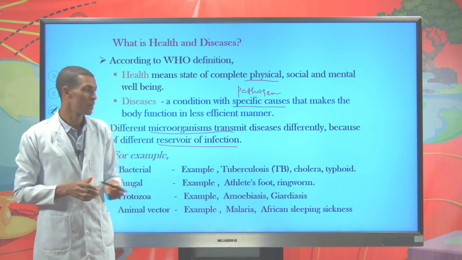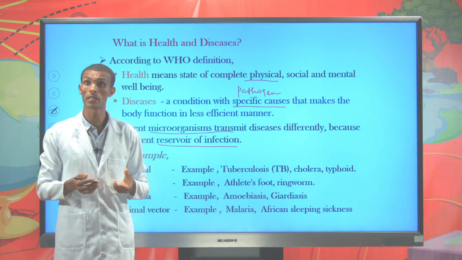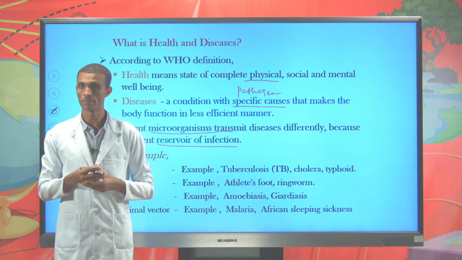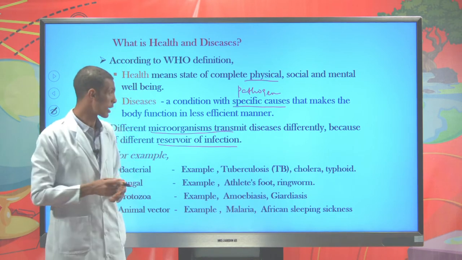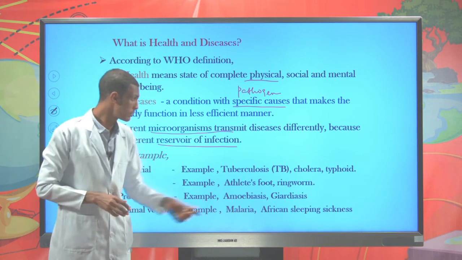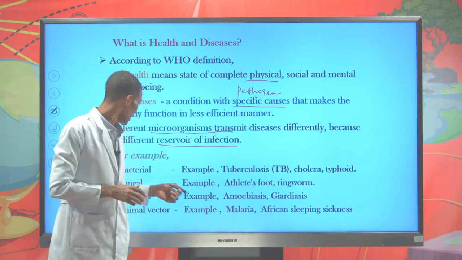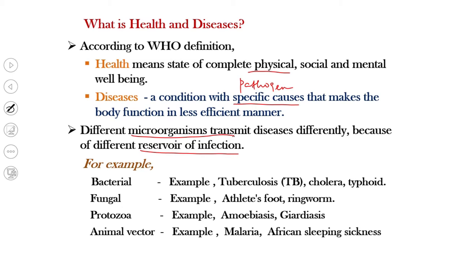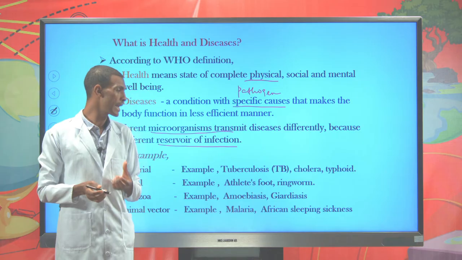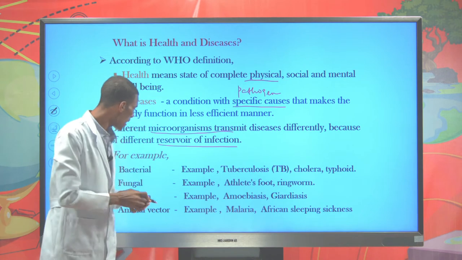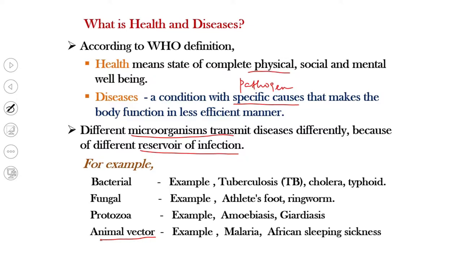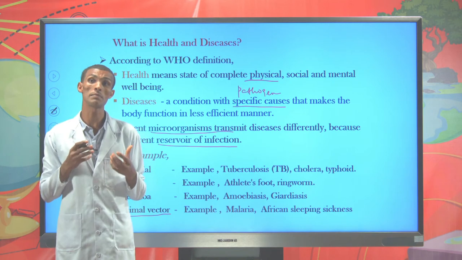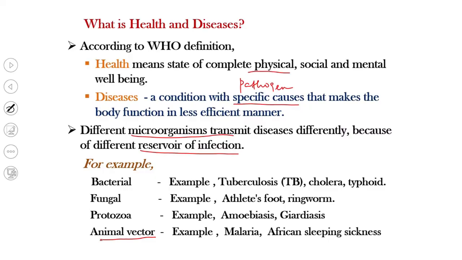For example, bacterial diseases, just like tuberculosis, cholera, and typhoid. And again, fungal ones, for example athlete's foot and ringworm. And protozoa, for example amoebiosis and giardiasis. Some may be transmitted by an animal vector, like malaria, and African sleeping sickness, which can be transmitted by a fly.